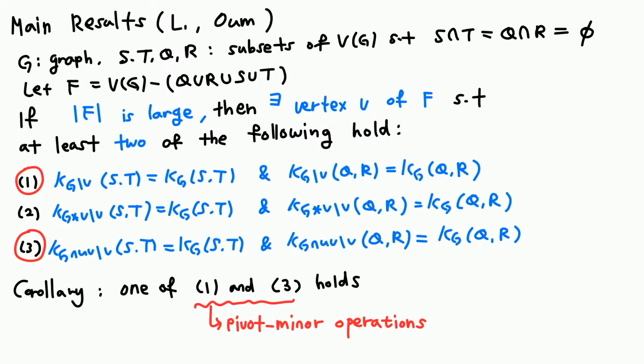Q and R do not need to be disjoint, right? Yes. Q and R and S and T. Q should be disjoint from R, but Q does not have to be disjoint from S or T.